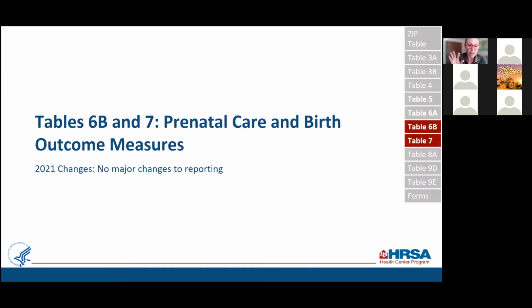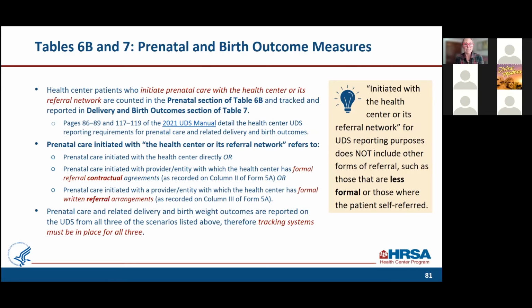So there were a couple that I said multiple times, okay, we're going to get to these. We buzzed through it. Now we're going to try and dig in a little bit more on the prenatal care and birth outcomes measures. Table 6B and 7 capture prenatal care and deliveries and birth outcomes. Table 6B is the prenatal care, and table 7 is deliveries and birth outcomes. Reporting these sections requires including health center patients who initiate prenatal care within the health center or its referral network. All health centers are required to report these sections, even if prenatal care is only provided by a referral.